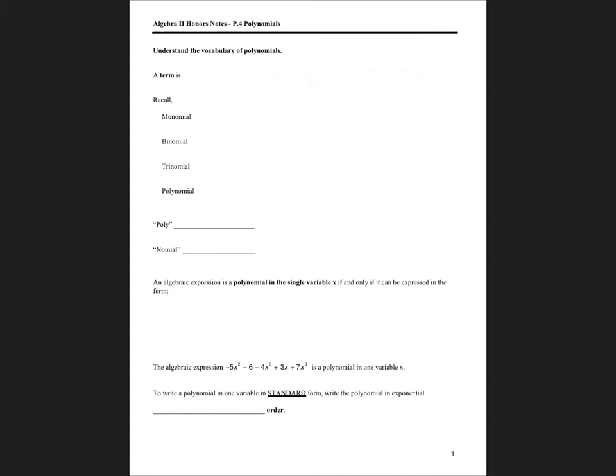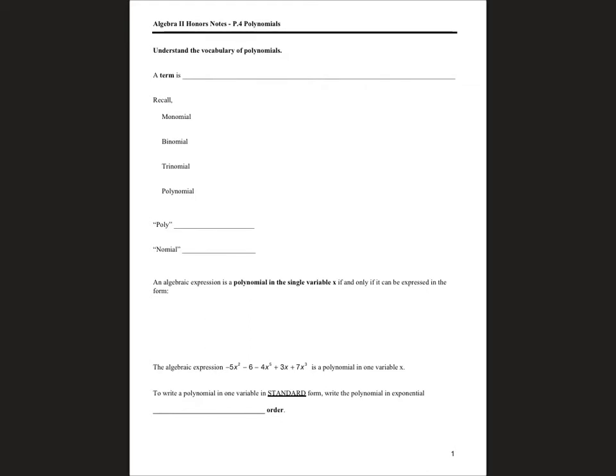We're continuing on in Unit P, our first unit, with more preliminary things that we should be recalling from pre-algebra and Algebra 1. Today we're going to be talking about polynomials and making sure that we know all the terminology and proper terms to use when discussing mathematics. So we're going to start with a term. What is a term in math?